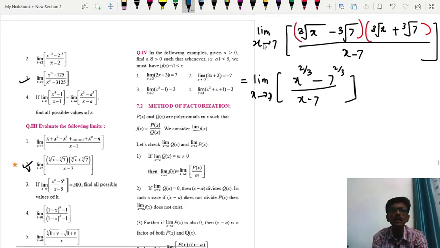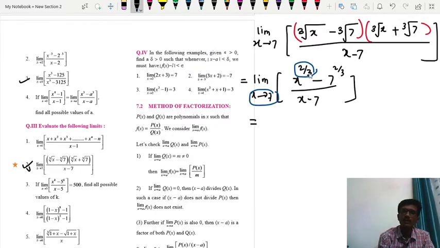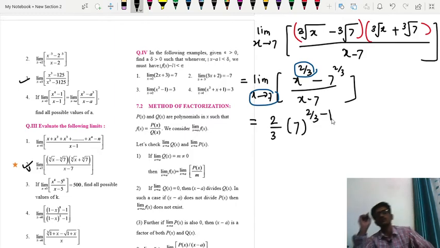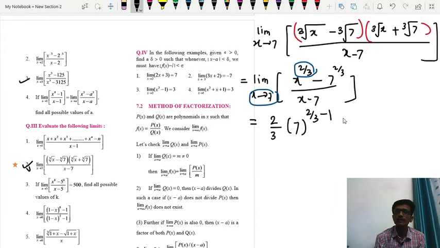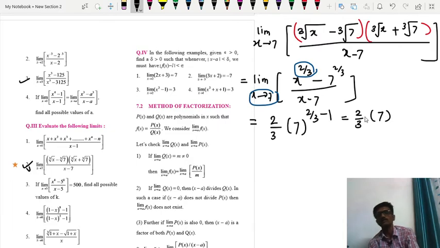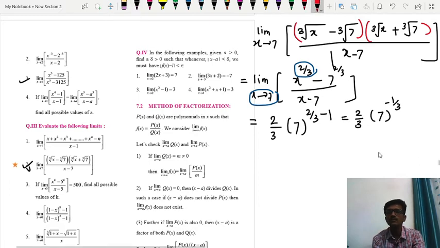So what is n over here? n is 2 by 3 and a is what? 7. a is 7. x tends to a. So we apply this formula and it is n, n is 2 by 3. a is 7 raised to power 2 by 3 minus 1. So what is this 2 by 3 minus 1? It is 2 by 3, 7 raised to power what? 2 by 3 minus 1, that is minus 1 upon 3. Okay, it is minus 1 upon 3 and this will be the answer.